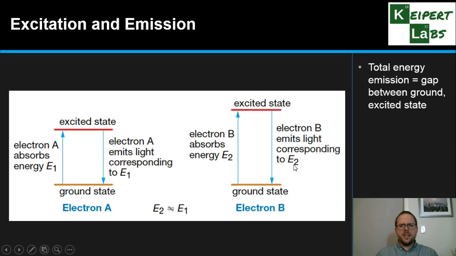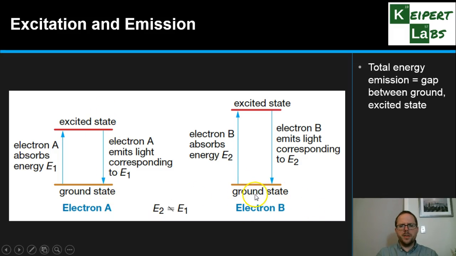Now the reason that this is useful or interesting for us is that the amount of energy that it absorbed to make the transition from ground to excited state will have an effect on the kind of light that it emits to drop back down. So if we look at electron A over here absorbing a particular amount of energy to go up to its excited state, it emits that same energy in the form of light to drop back down.